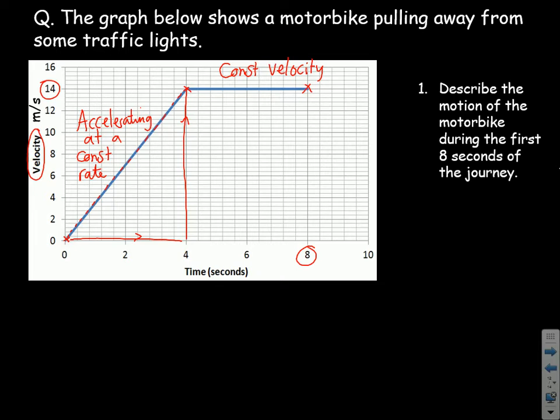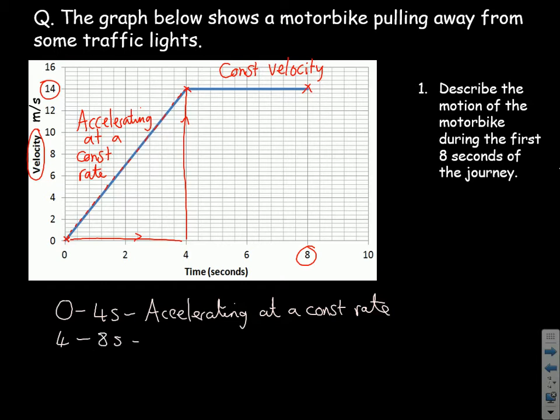So, how would we write that in an answer for a question? We'd say from 0 to 4 seconds, the object is accelerating at a constant rate, and then from 4 seconds to 8 seconds, the object is travelling at a constant velocity. That was easy enough.